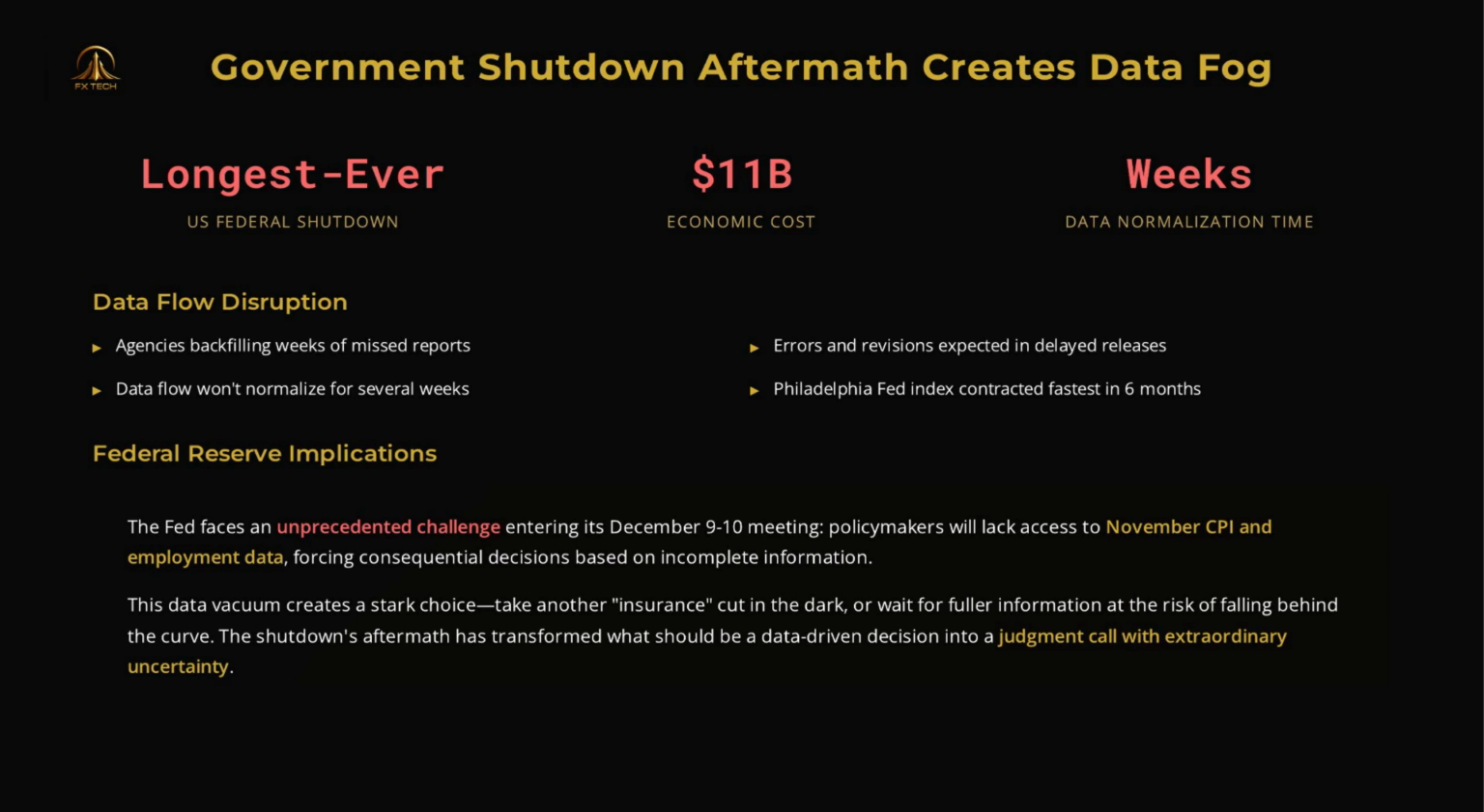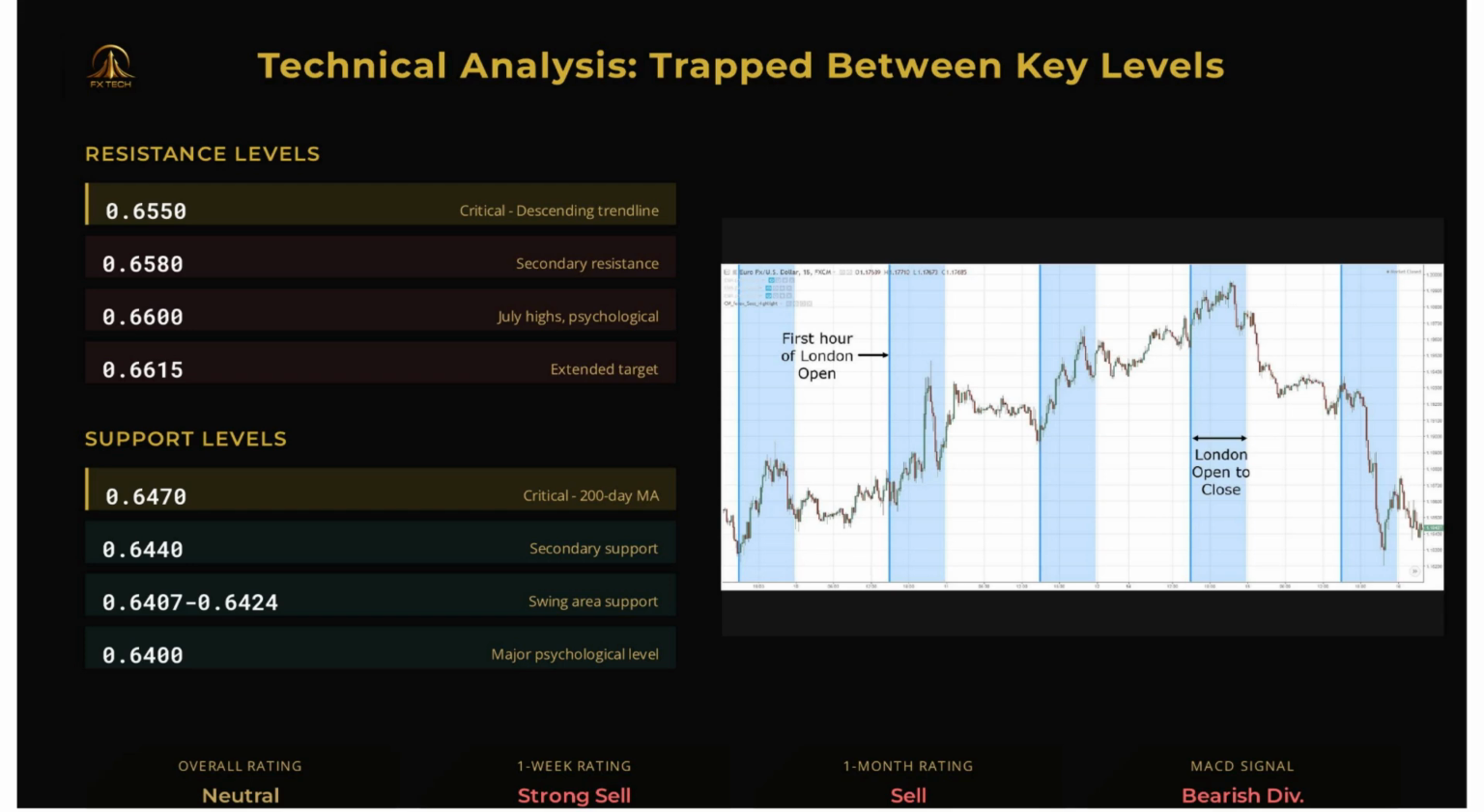For AUD/USD traders, this Fed uncertainty adds another layer of complexity to an already challenging environment as the direction of U.S. monetary policy remains genuinely unclear. Australian dollar per US dollar remains trapped in a well-defined technical range, with clear support and resistance levels constraining price action. On the resistance side, 0.6550 represents the critical descending trend line. A break above this level would signal a potential trend reversal.